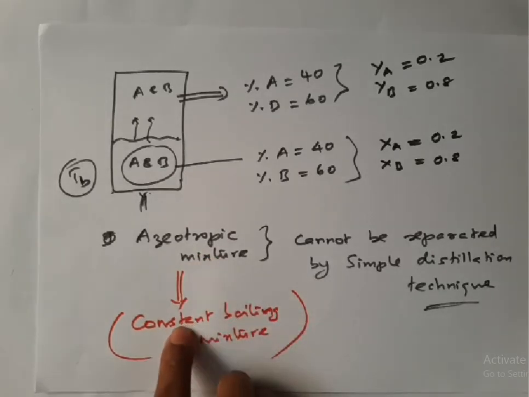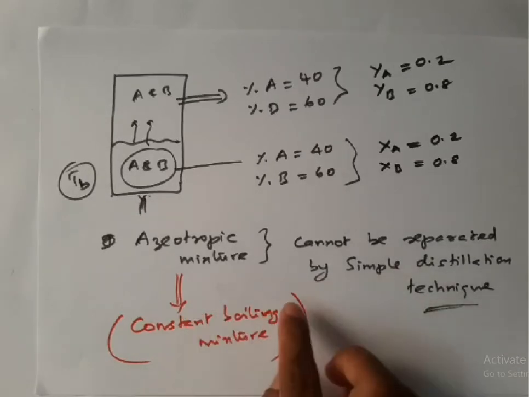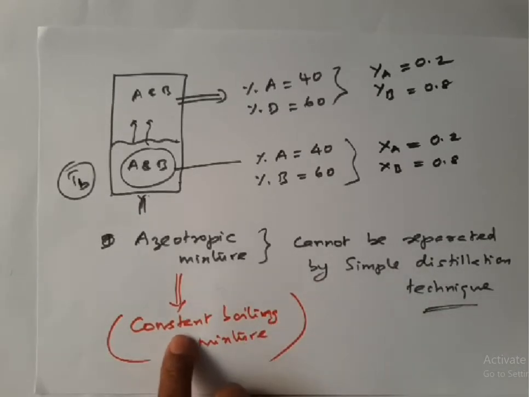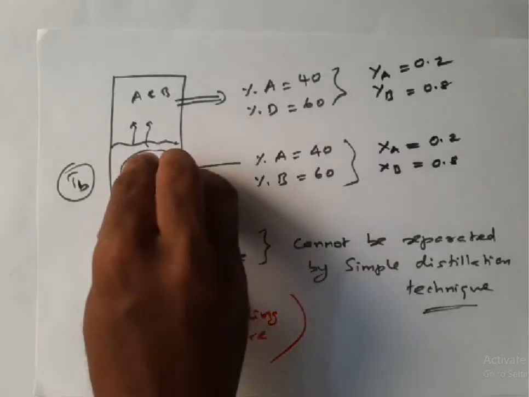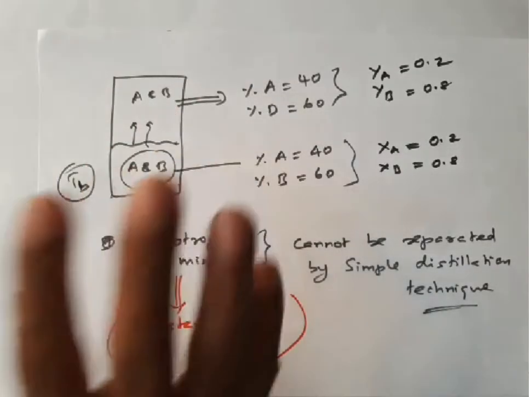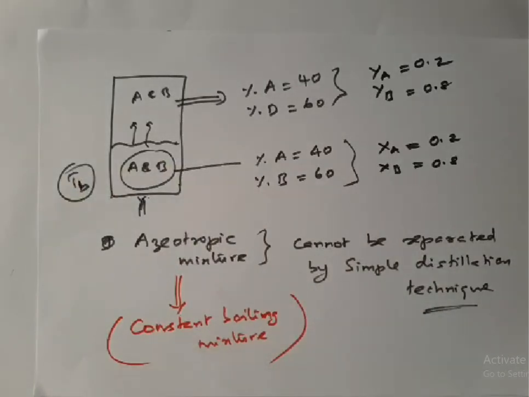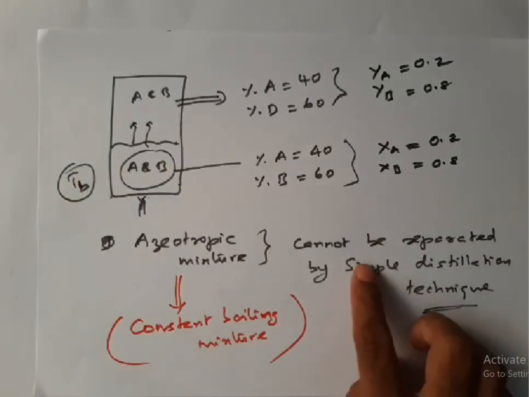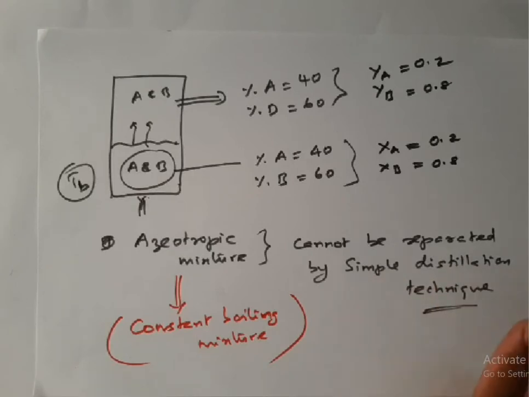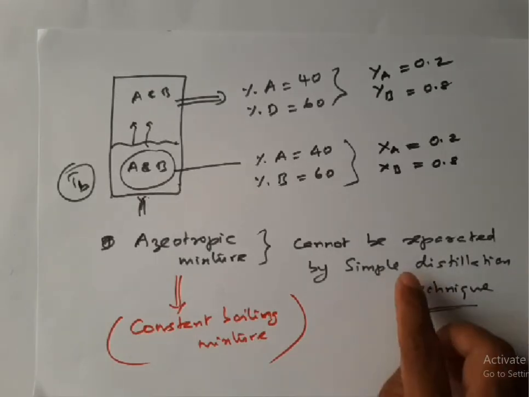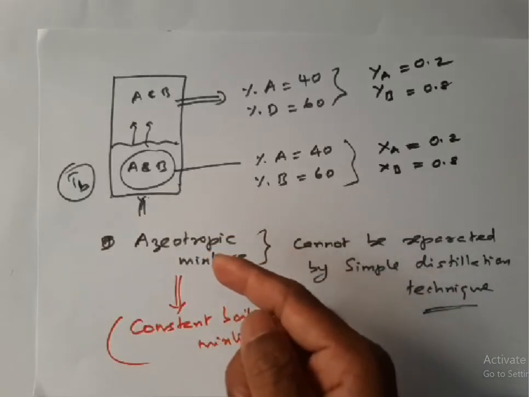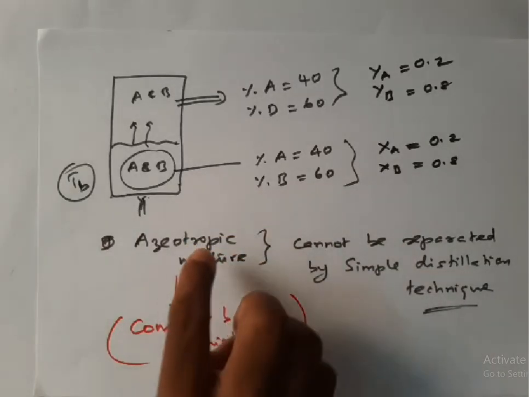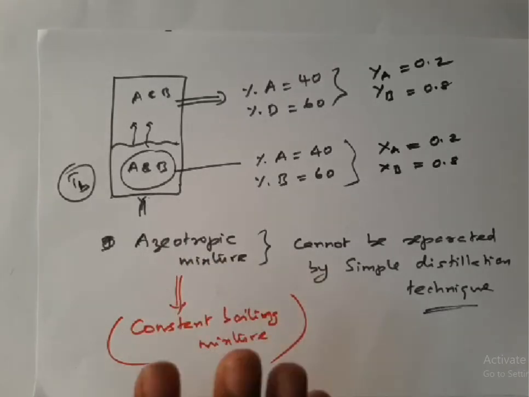Azeotropic mixture is also called constant boiling mixture. I have told you the meaning of constant: constant means the composition in the liquid and the composition in the vapor are the same. That's the meaning of constant here. And it cannot be separated by simple distillation techniques. If you want to separate A and B from an azeotropic mixture, you have to adopt some special techniques. We have azeotropic distillation techniques also, and we have to follow that.